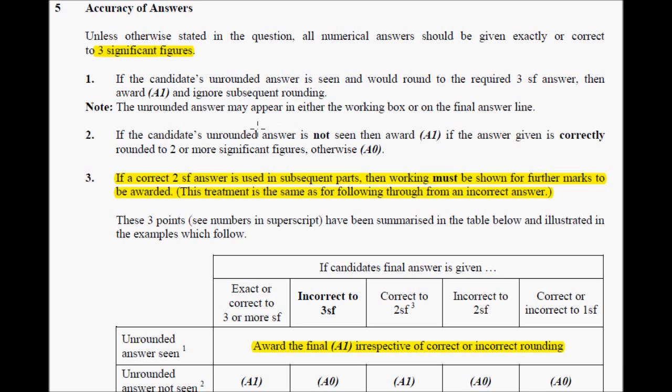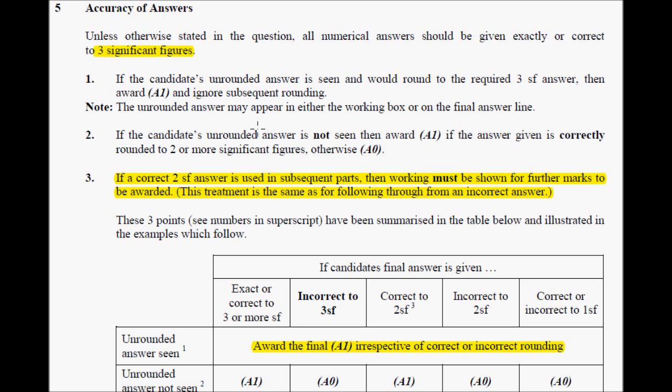So what that means basically is you should always write down your unrounded answer in your working box. If you write that down, you'll never get a penalty, which is beautiful. Then you can round it if you want. If you round it improperly, it still won't matter. So I tell my kids, if they're unsure, just write down the whole answer. But obviously you should be able to round to three significant figures.